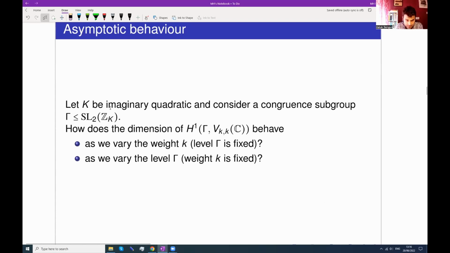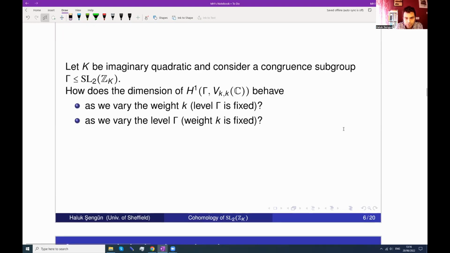Right, so now I'm going with a Bianchi group, and Gamma is a congruence subgroup. Usually you get, as you know, for Bianchi groups, not every finite index subgroup is congruence. Actually, most of them are non-congruence. Did I say that right? I think, yeah. But we'll stick to congruence subgroups where we know much more.